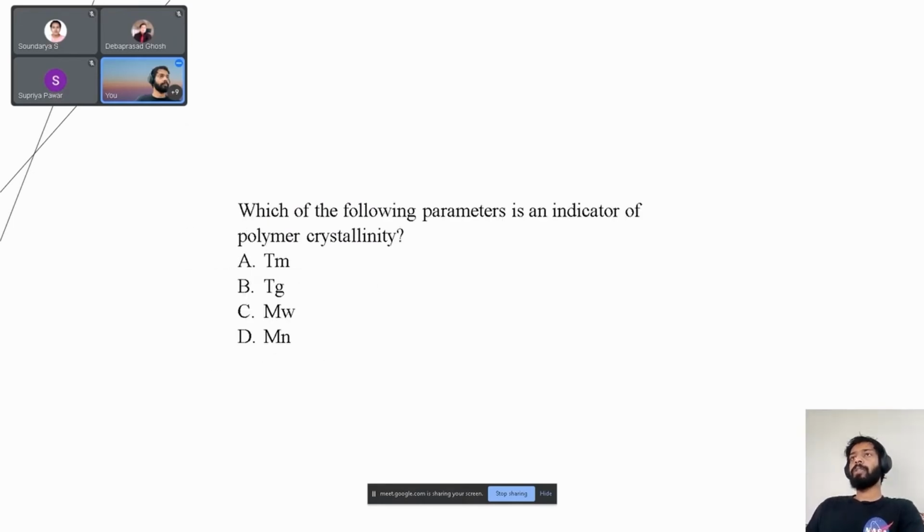Which of the following parameters is an indicator of polymer crystallinity? We talked about this last week, I think. Which of the following factors do you think is an indicator? Option A, sorry, melting temperature. I could not hear you. Could you repeat? Tg.